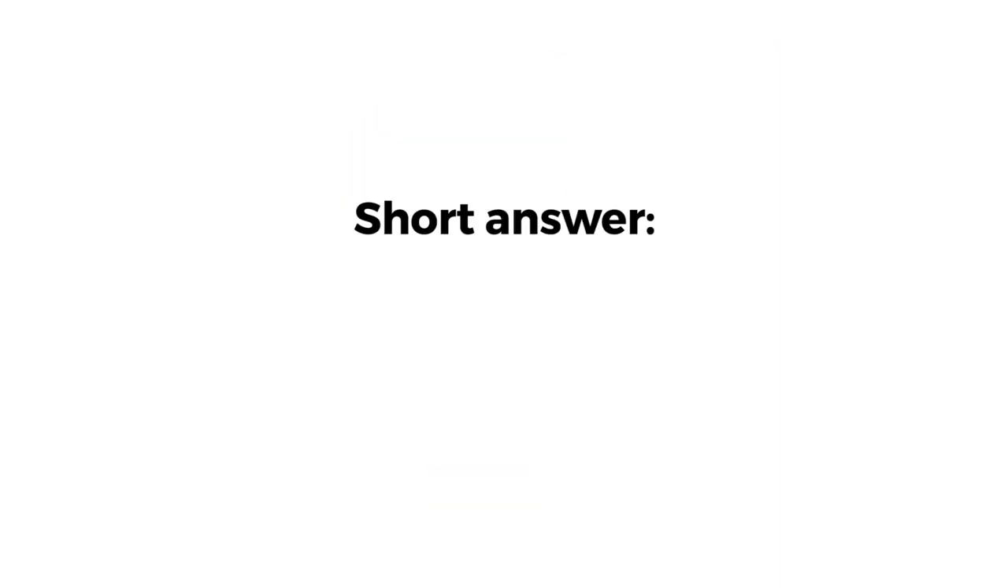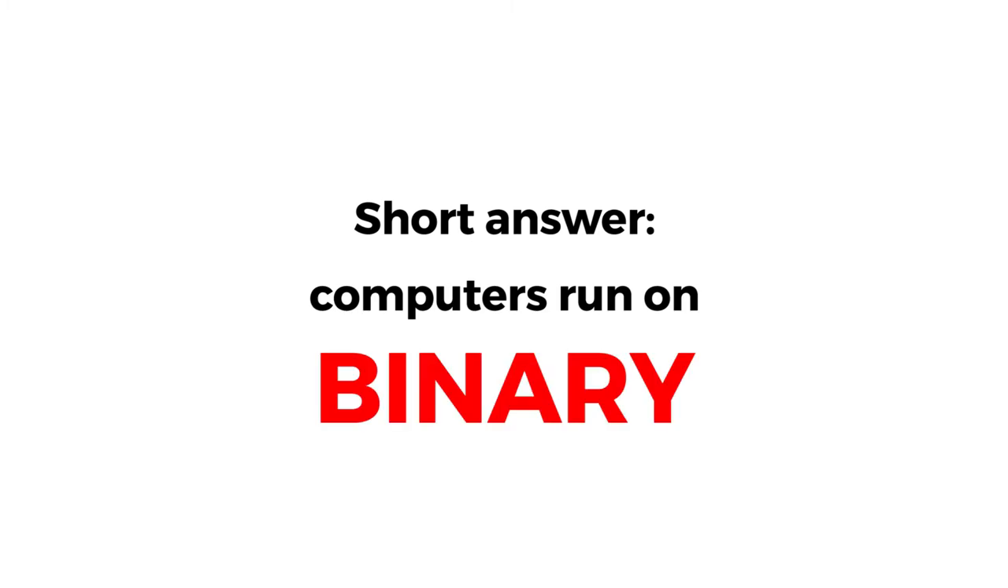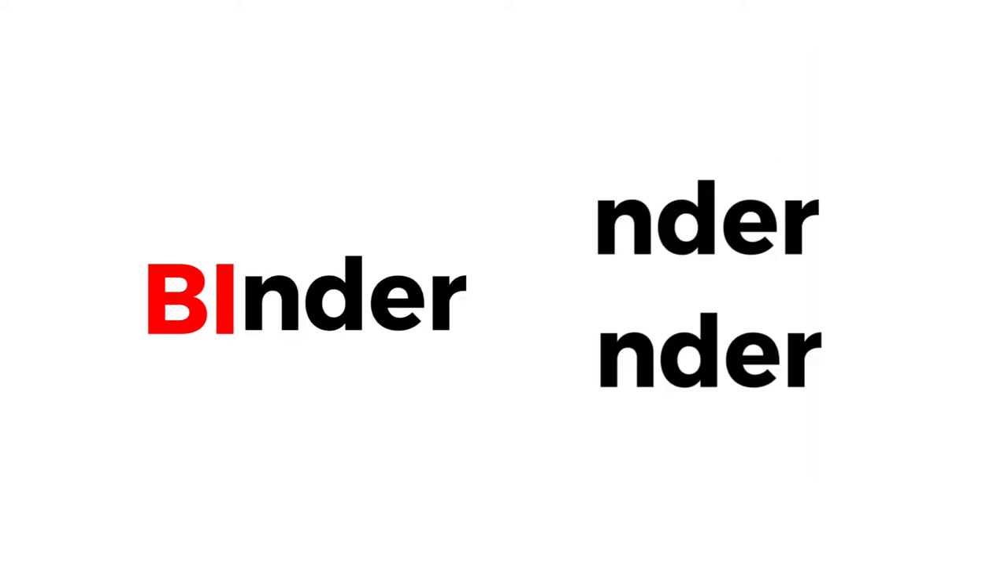Short answer to your question, computers run on binary. Now, what's that mean? Binary. Let's take a look at the first half of that word, bi. Now, we all know bi means two. For example, bicycle, two sickles. Bisexual, two sexuals. Binder, two nders.